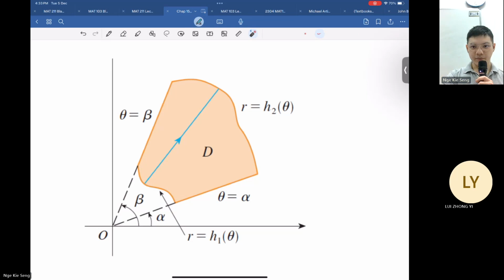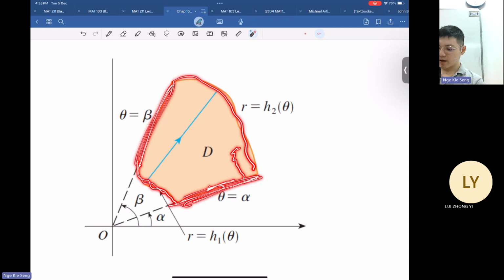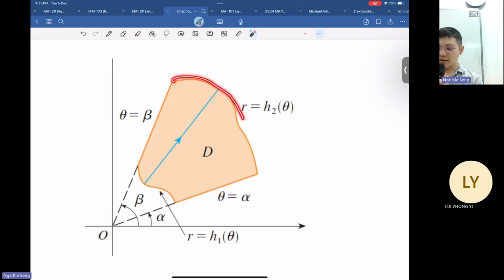So you can see that on the angle side, it is constant. But when you change your angle, the other two boundaries here change based on your angle. So the radius changes based on the angle. It's no longer a circle.